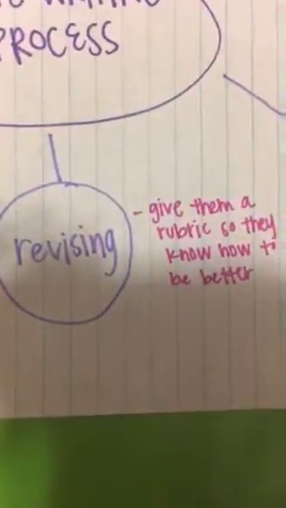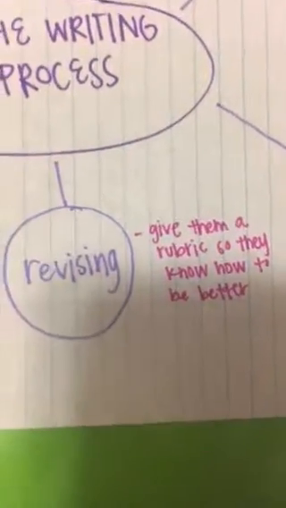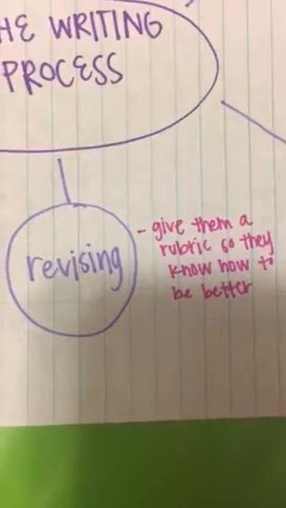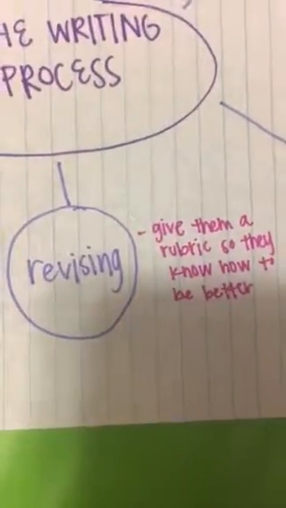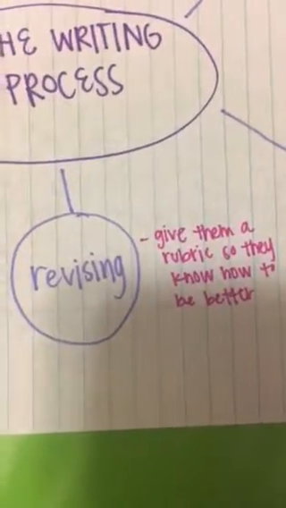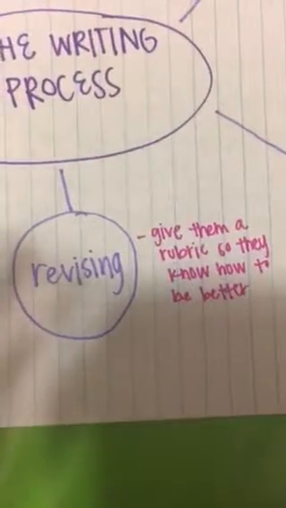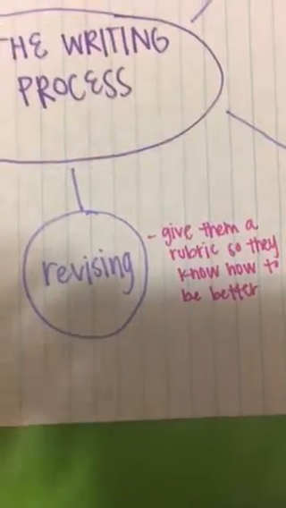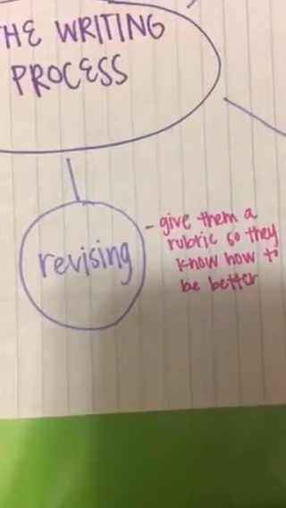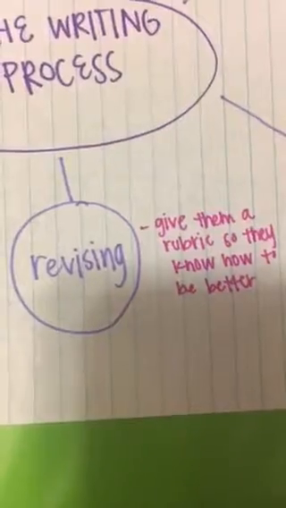Then there's revising, which one teacher in the article actually gave the students in her 3rd grade class a rubric to base their writing off of, which I thought was really interesting that they were so young. But this student that was talking about it found it so helpful and wished that all of his teachers gave him rubrics so he knew what to expect.